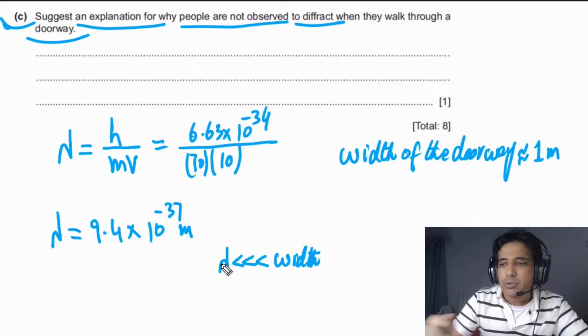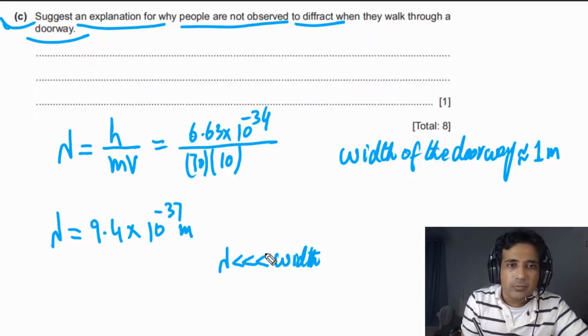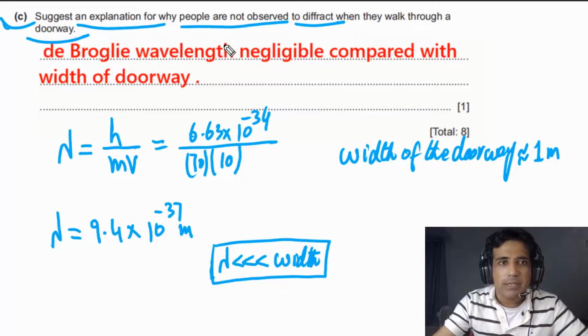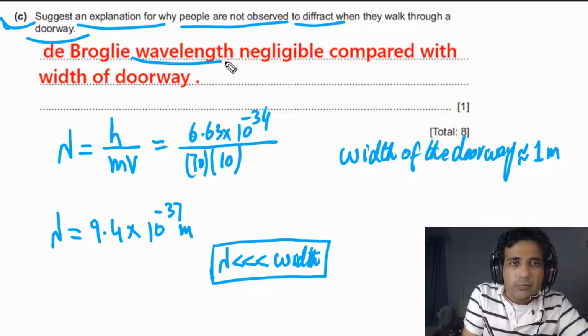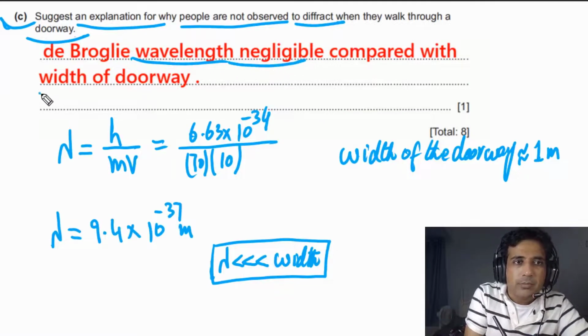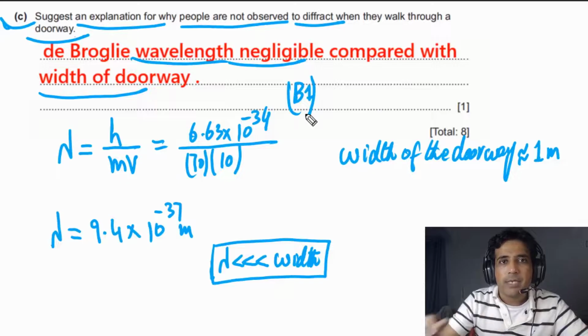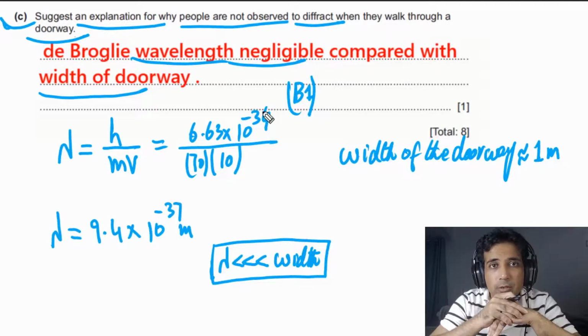And this question has only 1 mark. If you write down this point, you will get 1 mark. Let me show you the answer, how you can write down your answer. In your answer, simply you can say the de Broglie wavelength is negligible compared with the width of the doorway. And this question has only 1 mark, a B mark. If you have written this one, you will get this mark. That's all for this question.